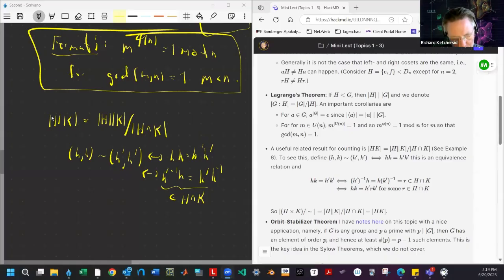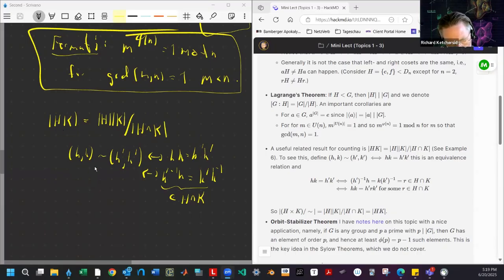I paused the recording briefly to think about this for a second, and I don't actually remember what I had written before, so let's just go through this. I'm trying to show that the size of HK is equal to the product of the sizes of H and K over the size of the intersection of H and K.